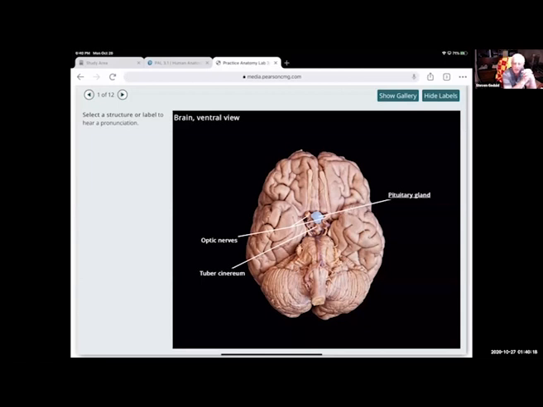You can also see the optic nerves. Remember, the optic nerves come down and cross into the optic chiasm right behind the pituitary gland. Then they go into your optic tracts, into the lateral geniculate nucleus on the way to the cerebral cortex. And you've got the corpora quadrigemina, four bumps right behind that.